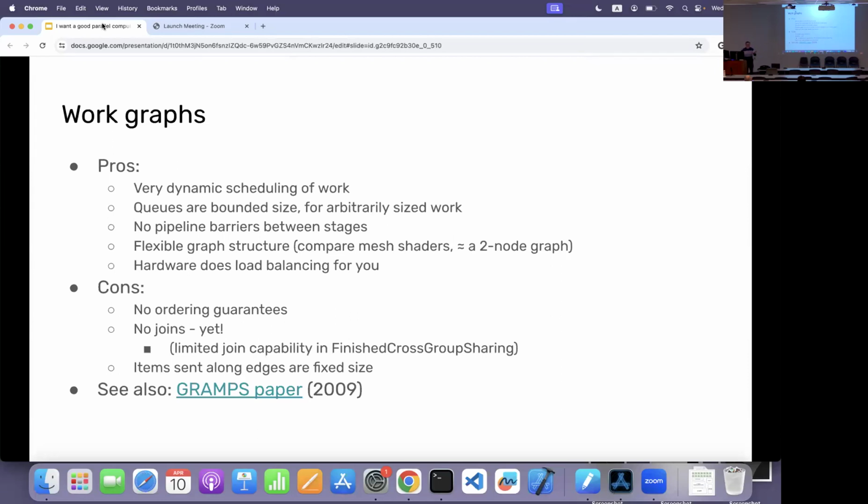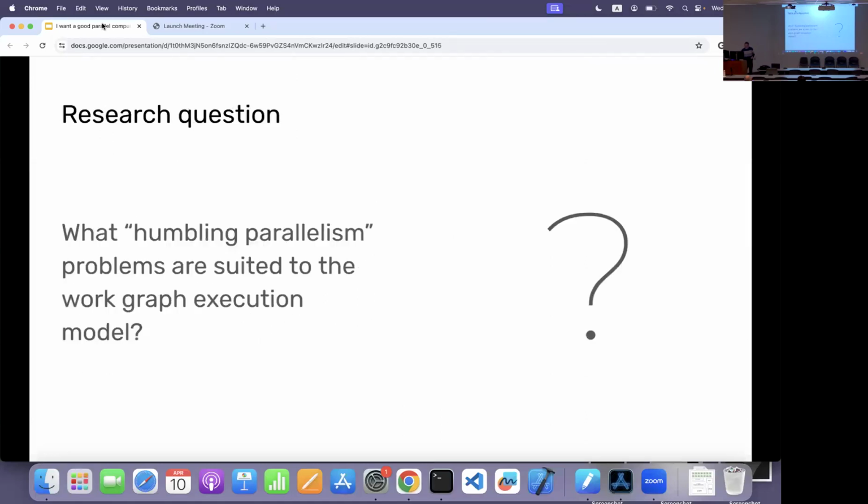So I think the idea of work graphs was really set out in a very clear and compelling way in this paper from 2009, and it is being realized. And I think that leads us to, I'm going to propose a number of research questions, which I feel hopefully the people in this room are equipped to address.